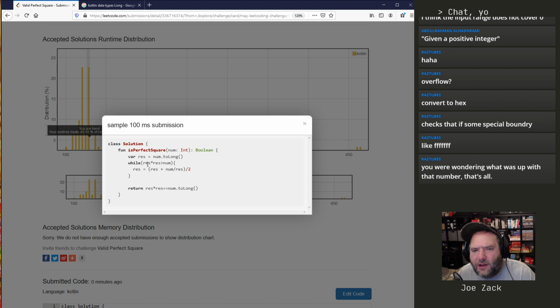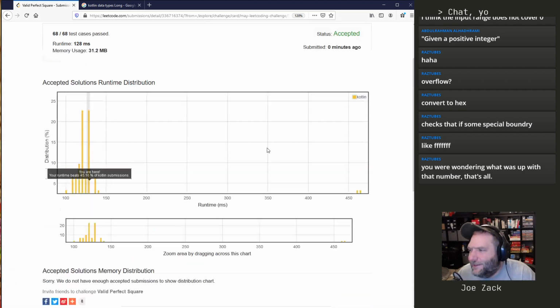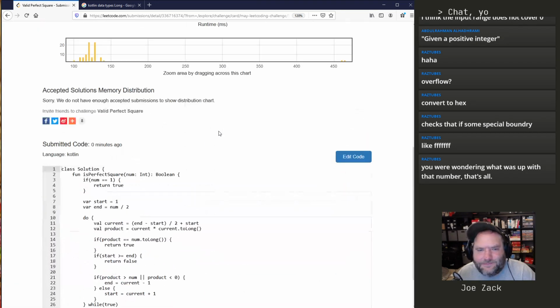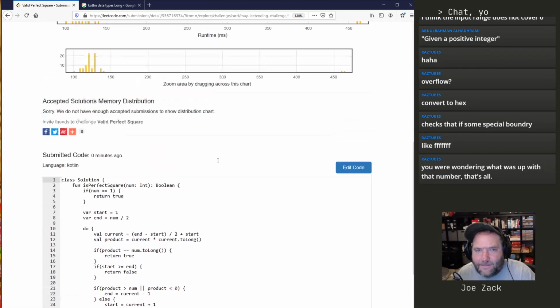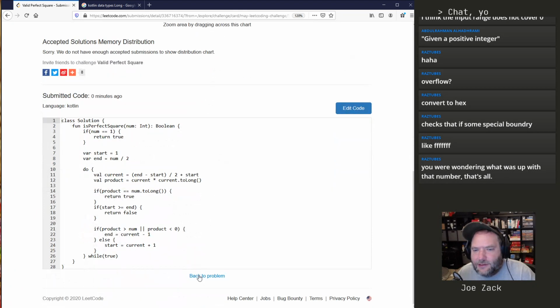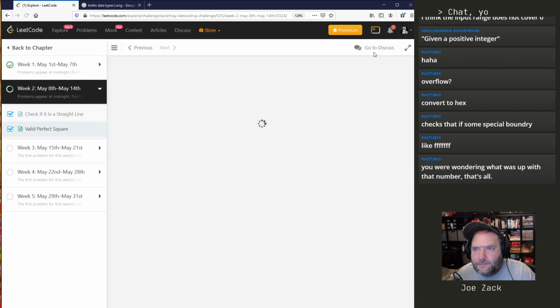So then, while 7 times 7, 49, is greater than num. Yes. 7 plus 14 divided by 7 is 2. No, 7 plus... I don't know what's going on here. I don't understand this. Let's see here. That's some math trickery. Let's see what people have to say about it.